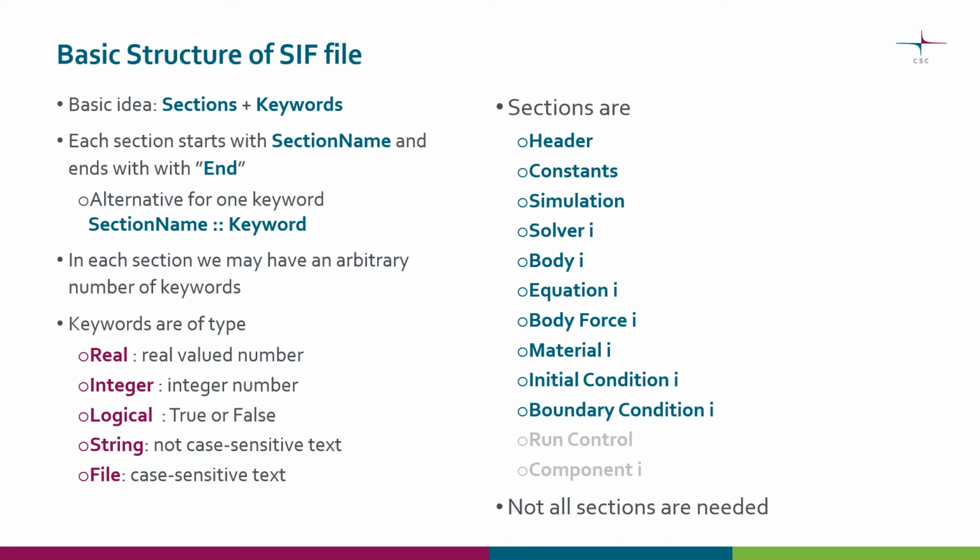Keywords can be of 5 different types. These are real, integer, logical, string and file. The difference between string and file is that string is not case sensitive, whereas file is case sensitive.